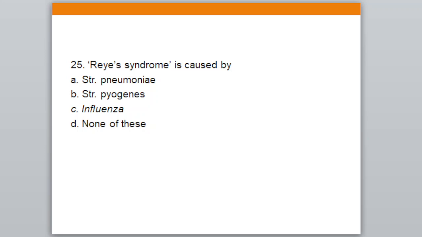Question 25. Reye's syndrome is caused by option A. Streptococcus pneumoniae, option B. Streptococcus pyogenes, option C. Influenza, and option D. none of these. Your correct answer is option C, Influenza.